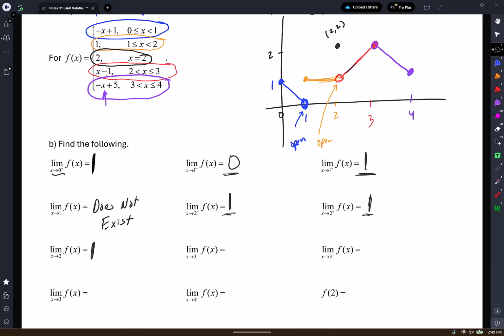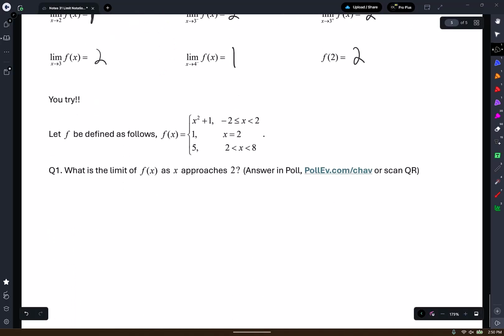All right, limit as x approaches 3 from the left. Okay, well here it is, 3 from the left. What's that y value? 2. Limit as x approaches 3 from the right. What's that y value? 2. What's the limit as x approaches 3? 2. Limit as x approaches 4 from the left. 1. Does this one say the word limit? What's f of 2? 2. That just means the function evaluated at 2. Do you guys feel good?